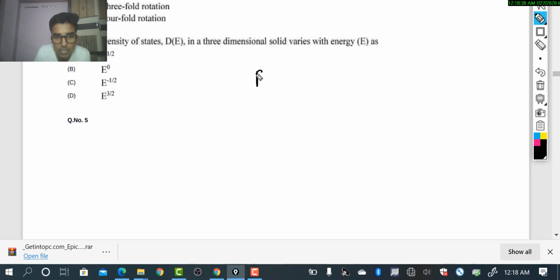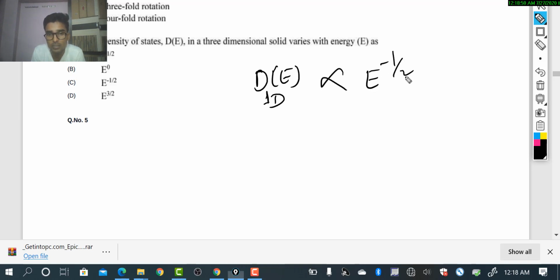So basically, density of states varies for different dimensions of materials. For a 1D material, it varies as E to the power minus half with energy. And what is next?